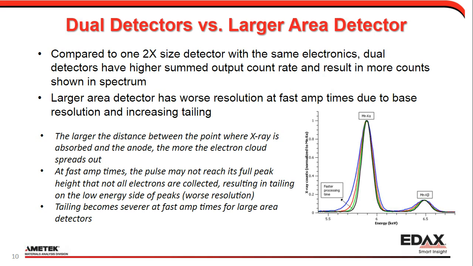This picture is an overlay of manganese peaks using different M times. Black is the slowest M time, which gives the best resolution. Blue is the fastest M time. It shows tailing on the left-hand side of the manganese K alpha peak. Tailing decreases resolution. For larger area detectors running at fast M times, since the radius of the chip is greater, on average, the electron clouds will travel longer distance. In addition, processing time is shorter. Tailing becomes more severe.